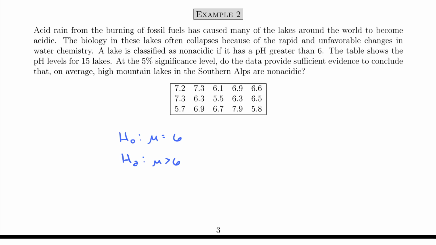So the alternative hypothesis is that the lakes are not acidic, so their pH levels are greater than 6. And so we can see from the alternative hypothesis, because we use the greater than symbol, that this is a right-tailed test. And from there we can go on with the remainder of the calculations.